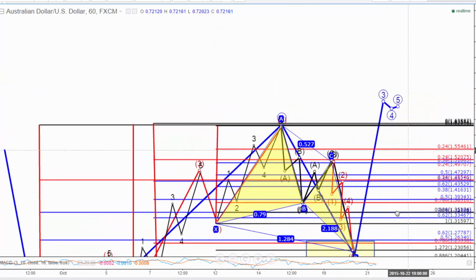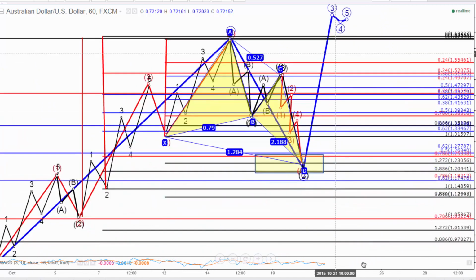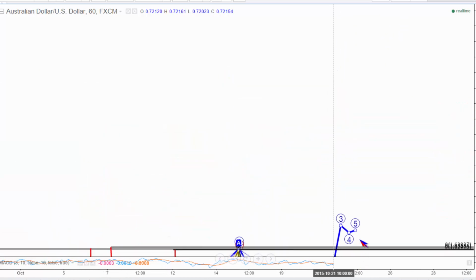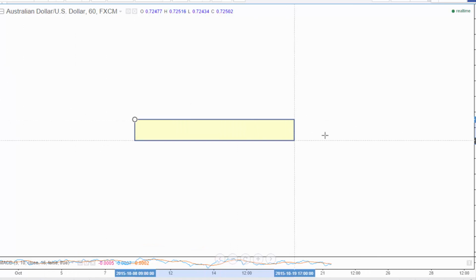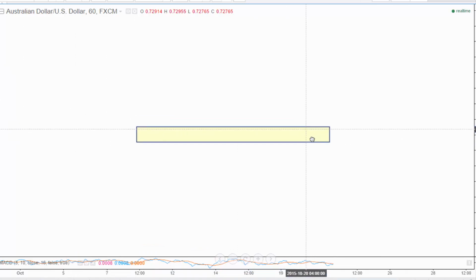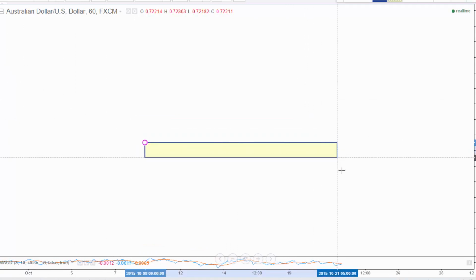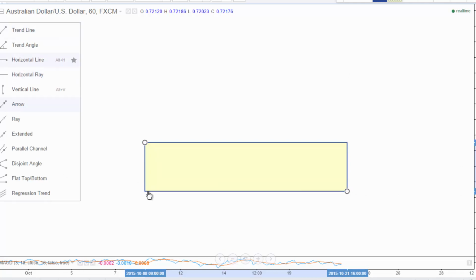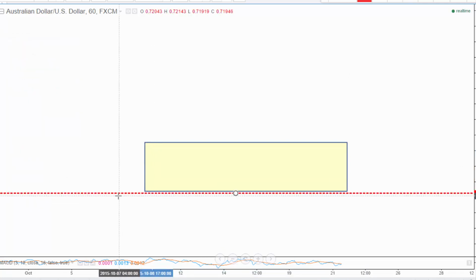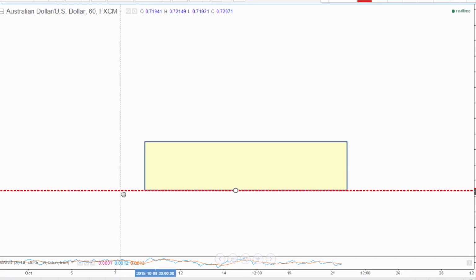Entry techniques are always important. Okay, entry techniques are really important. Let's get rid of this. Come on, get off my chart. Let's just say that's your entry zone. Okay, that's your risk point. This is your entry.